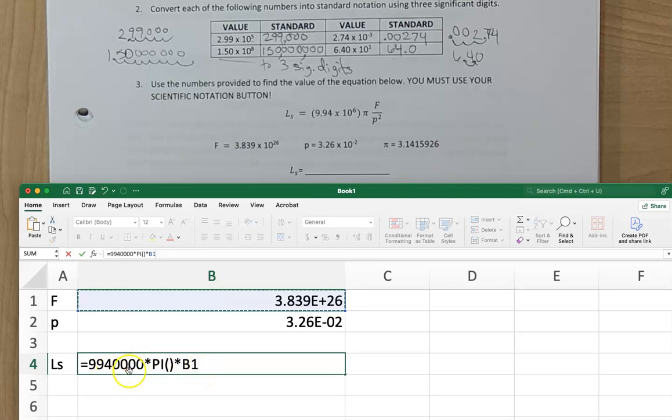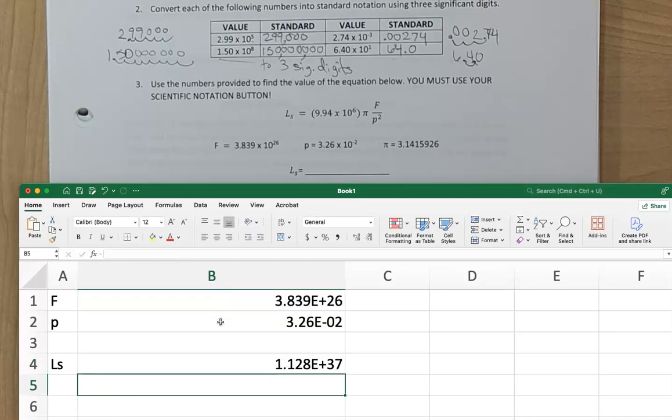So I've got 9.94 times 10 to the 6 times pi times F divided by P squared. What's my value of P? It's whatever's in B2, and then square it. And now there's my answer, 1.328 times 10 to the 37.